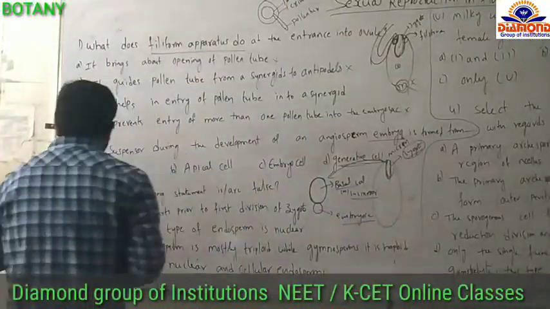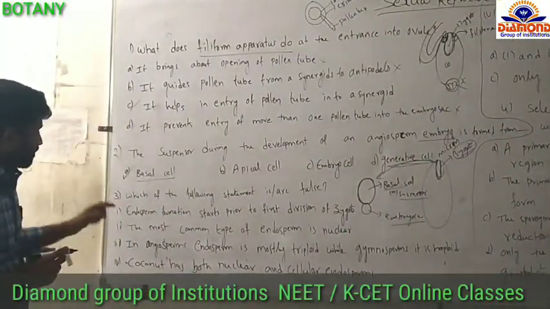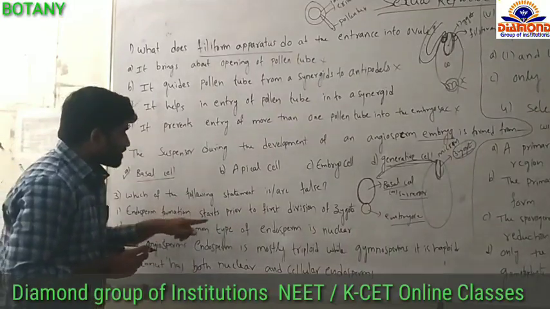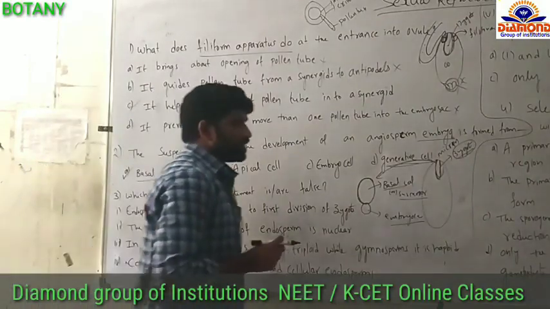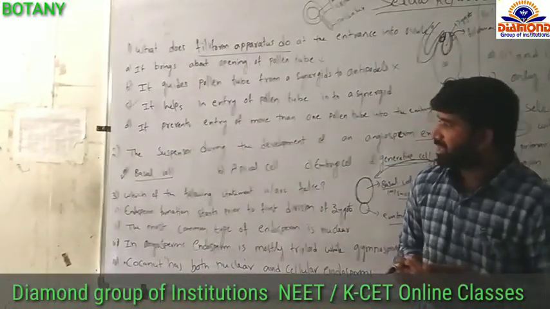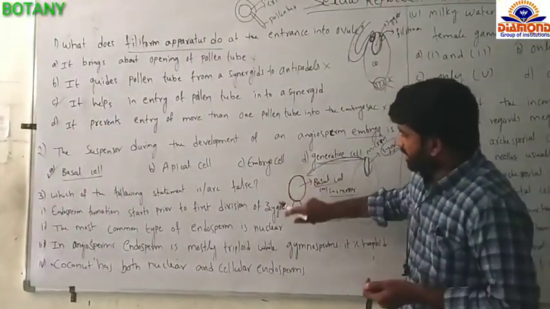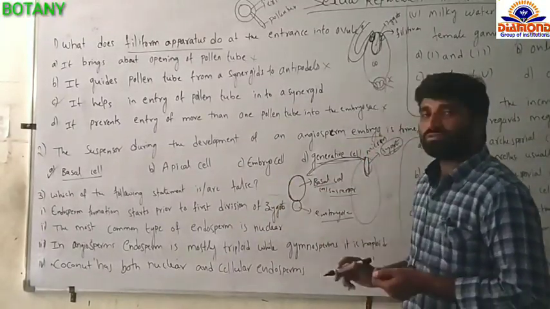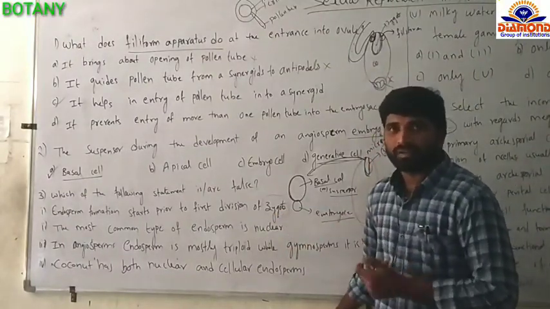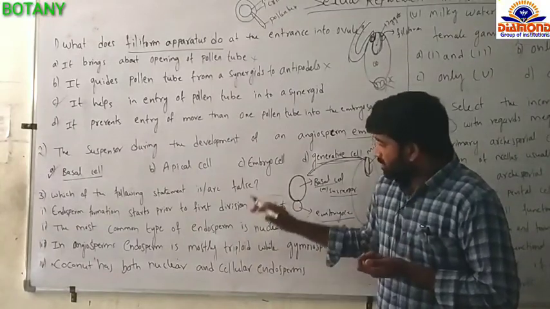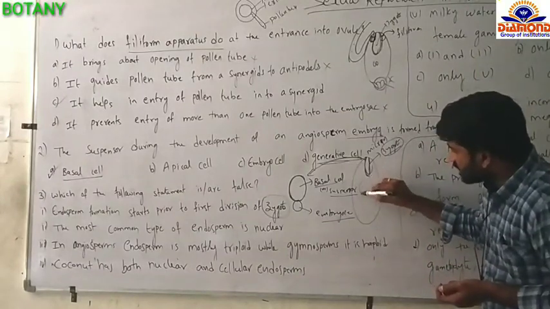Next question: which of the following statements is false? Option 1, endosperm formation starts prior to the first division of the zygote. So here also, endosperm formation will take place before the division of the zygote, because at the time of embryogenesis food material is needed.